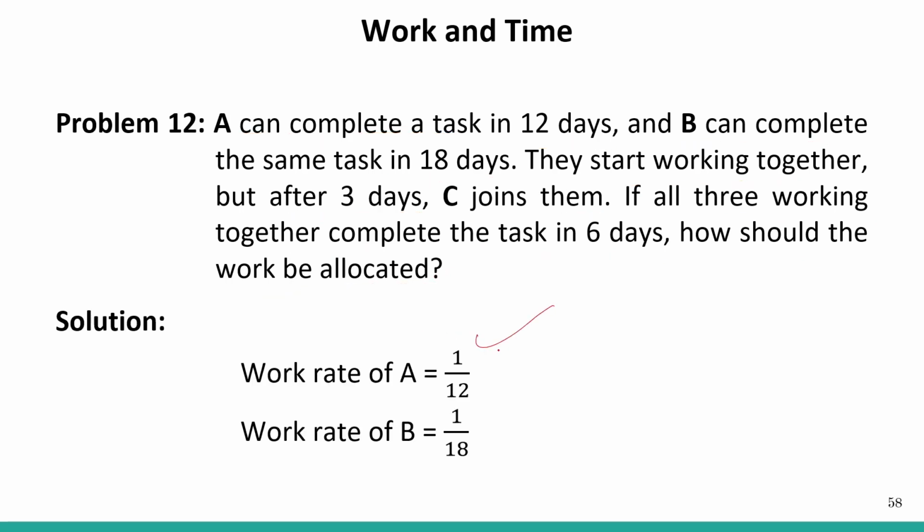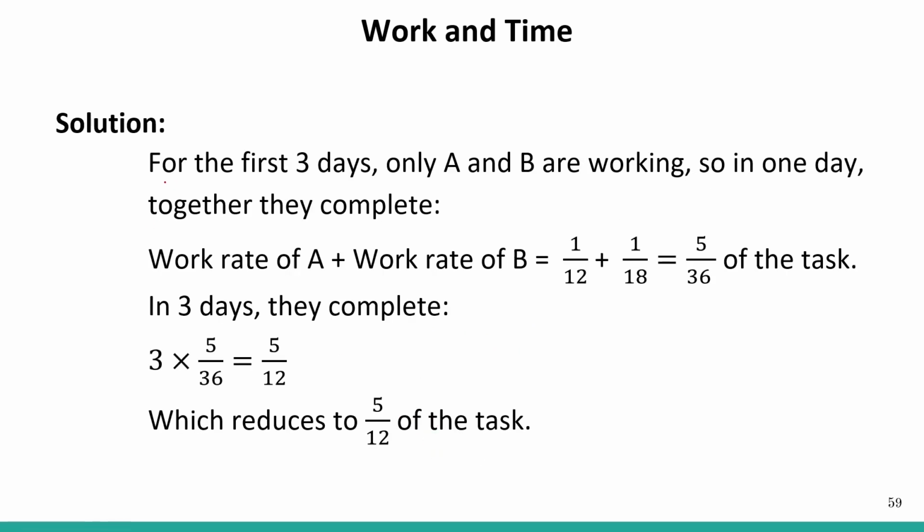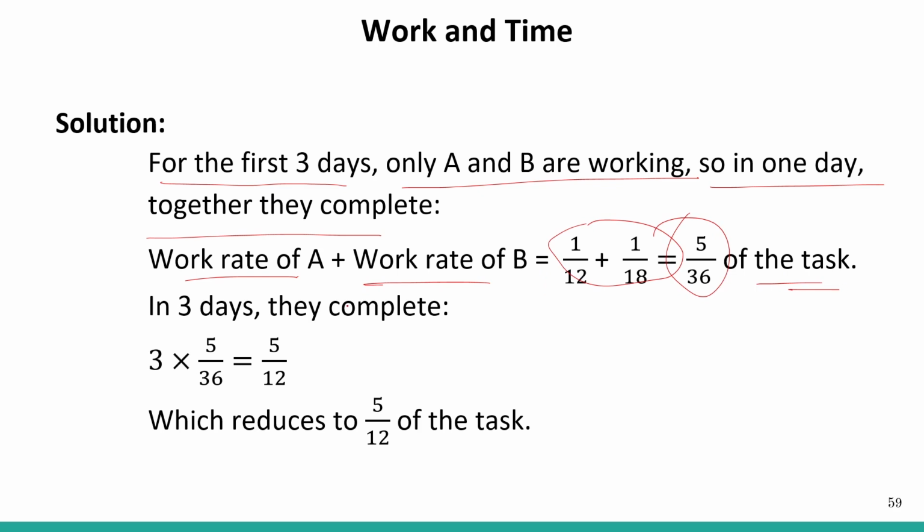The work rate of A is 1/12, and the work rate of B is 1/18. For the first 3 days, only A and B are working. So in one day, together they complete 1/12 plus 1/18, which is 5/36 of the task. In 3 days, 3 multiplied by 5/36 gives 5/12 of the task.